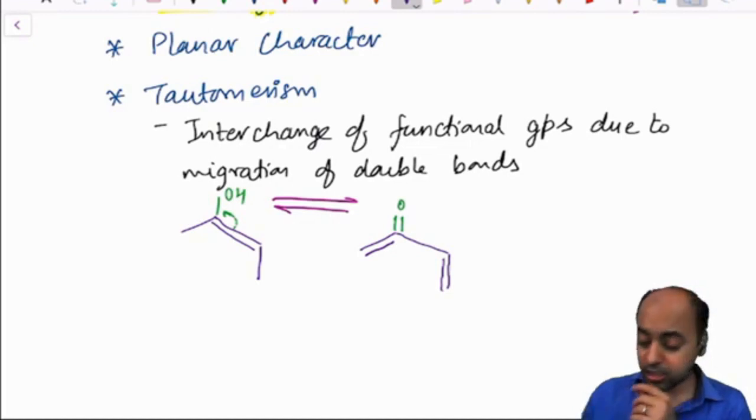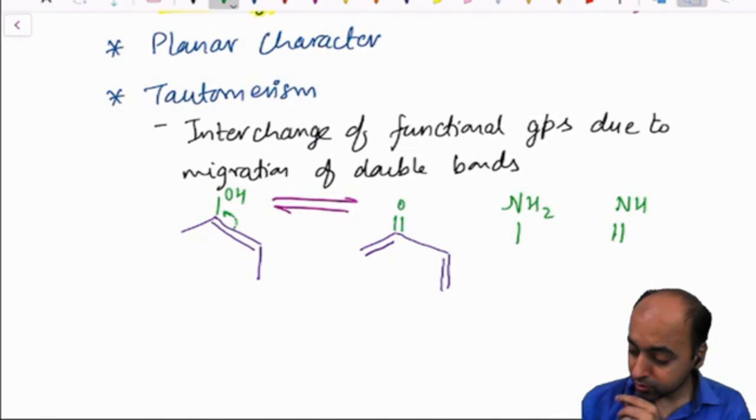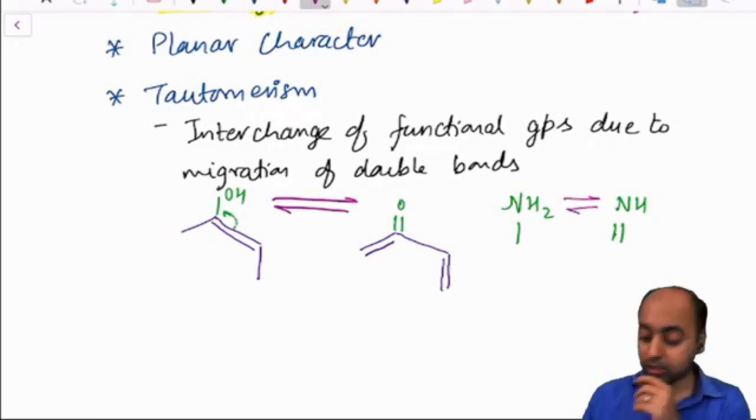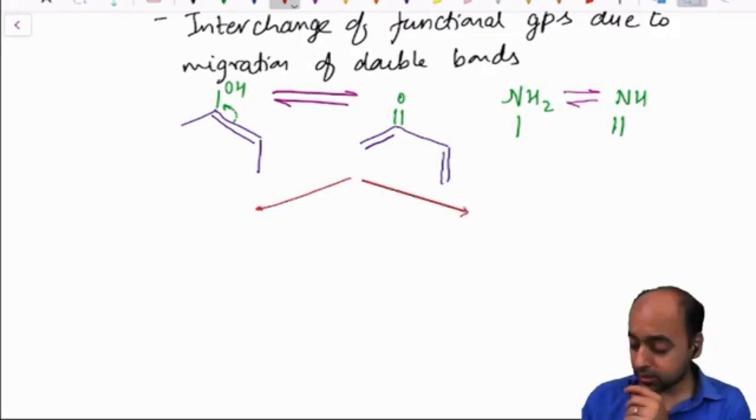Therefore, there is this interchange of functional group. Typically, the hydroxyl groups get converted to the keto group, and the amino groups get converted to the imino groups. So these are the two common types of tautomerism that we get to see in the nitrogenous bases: hydroxyl to keto and amino to imino group. Now, the nitrogenous bases are broadly grouped into two categories known as the purines and the pyrimidines.